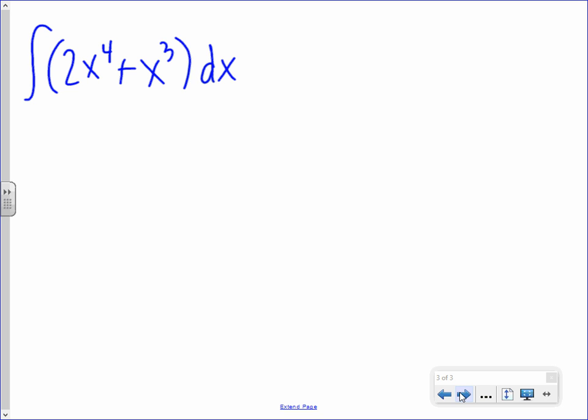All right. Example number 1. It is okay to have more than one term inside of an antiderivative. We're just going to do them separately. So for 2x to the 4th, we still have 2 times x now to the what power? Fifth. Divide by the 5. Plus x to the 3rd becomes x to the 4th, and we divide by 4, or multiply by 1/4. I really don't care. This is not a correct answer because we are missing plus C.